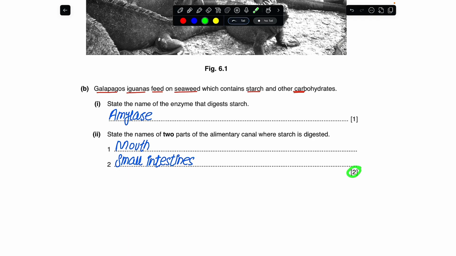For another 2 marks, they want you to state the names of 2 parts of the alimentary canal where starch is digested. Initially, starch digestion happens in the mouth, where it would be partially broken down to maltose. Some starch remains undigested in the mouth and it would not be digested in the stomach, but when the undigested starch comes into the small intestine, the pancreas sends pancreatic amylase to break down the remaining starch to maltose.